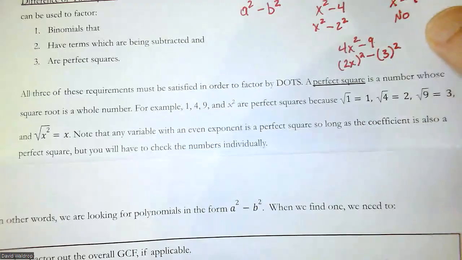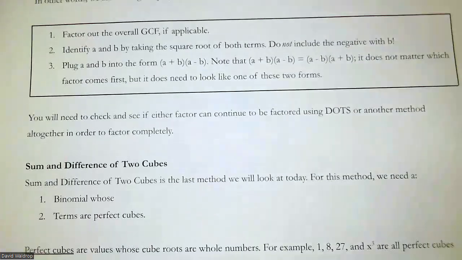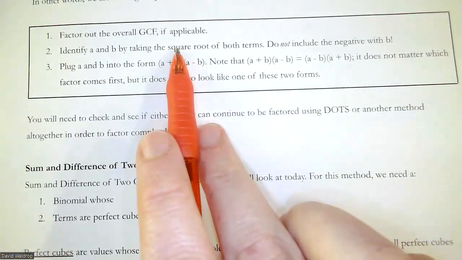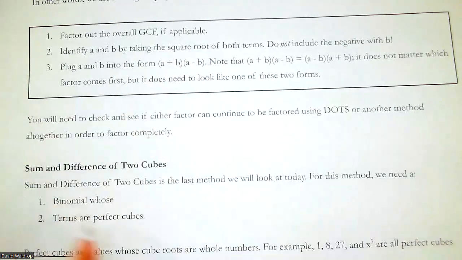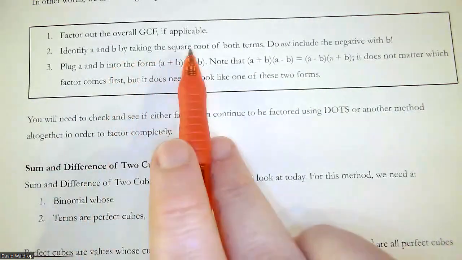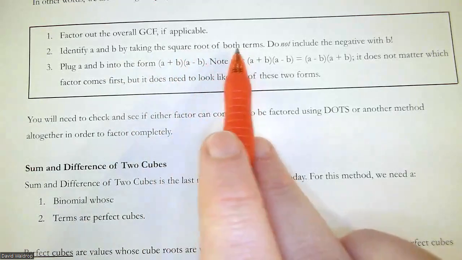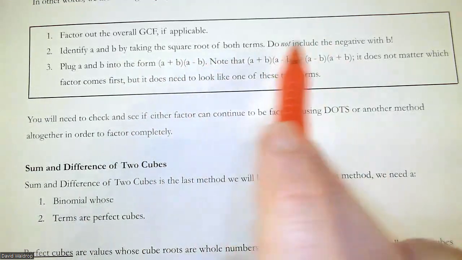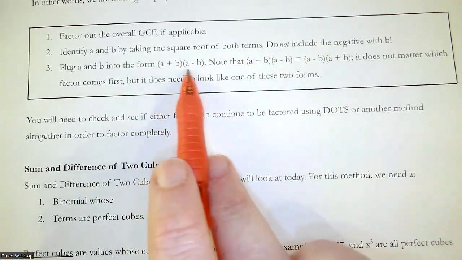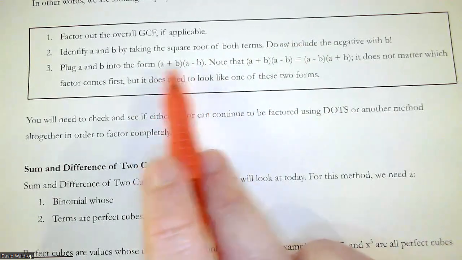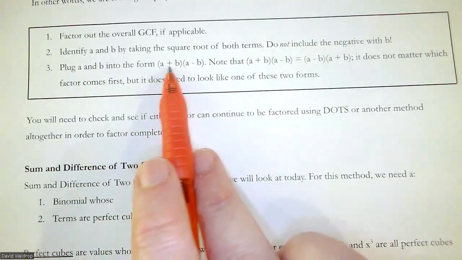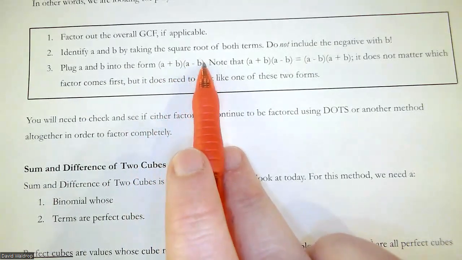In order to do this, here are your steps. Get rid of a GCF if there is one. We have to get rid of that GCF. Identify a and b by taking the square root of both terms, but don't include the negative. Leave the negative in the middle. And then here is your formula. Plug a and b into the formula: a plus b times a minus b.